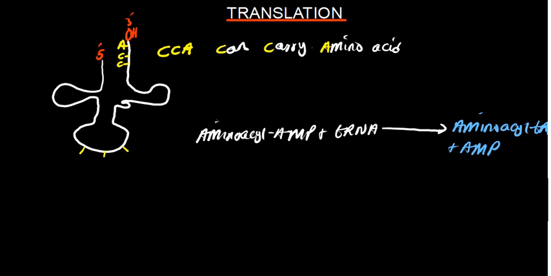The reason why each and every tRNA has this CCA is because it plays an important role during the formation of a bond between an amino acid and this tRNA here. So it makes sure that the process of aminoacylation takes place at the 3' end. That's why each and every tRNA will have to have CCA at the 3' end. So let's see what happens.